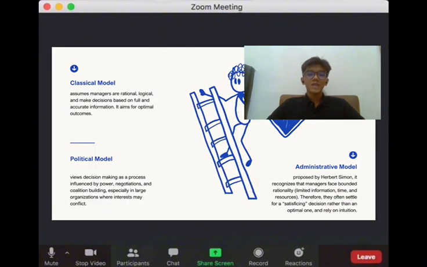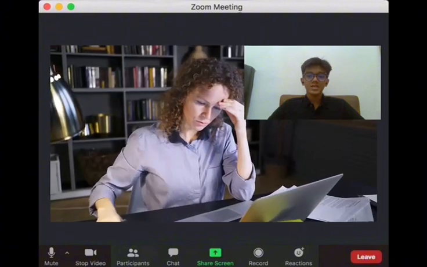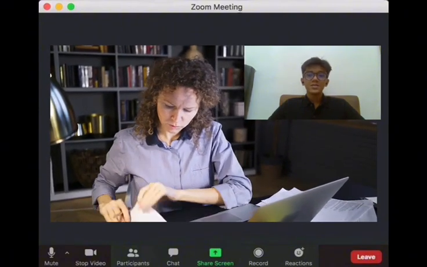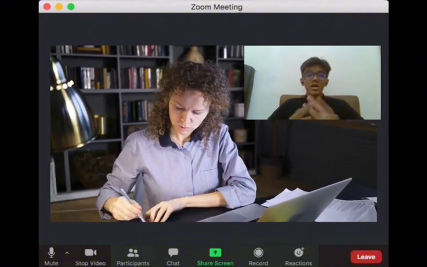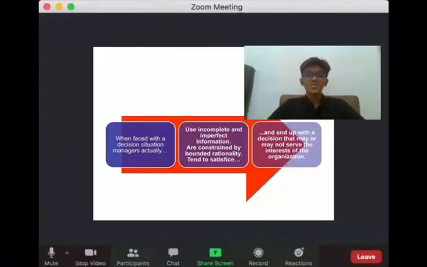The second one is the administrative model. This model was developed by Herbert Simon. This model is more realistic than the classical model because it recognizes that managers face limits: limited time, limited information, and limited brain power. Instead of searching for the perfect solution, they go for what is called satisficing, choosing the first option that is good enough. It's practical, but sometimes managers might miss out on better alternatives.